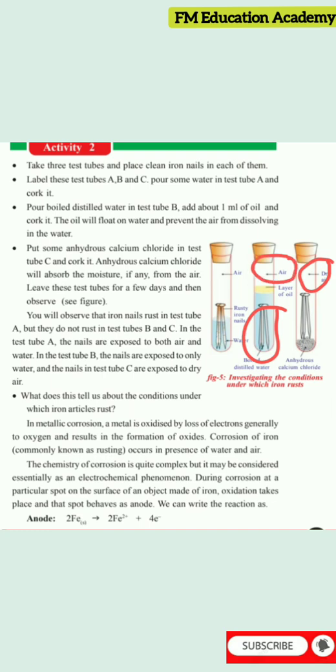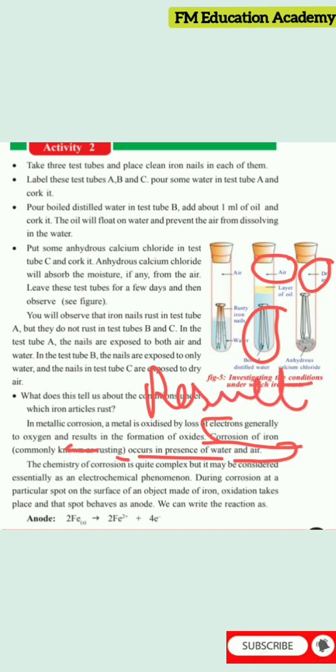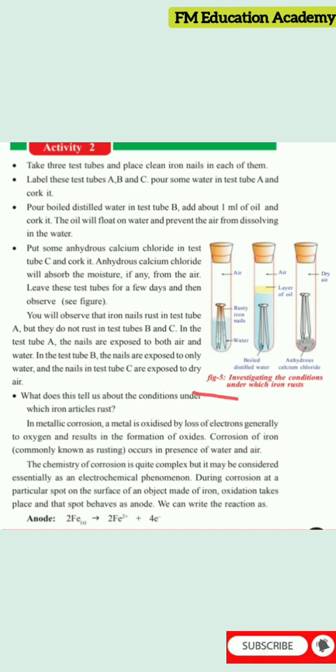So my result will be: corrosion of iron, which is commonly called rusting, occurs in presence of water and air. This is my result. Okay, and for your answer you should also draw this figure and write the figure name as well. And if you want, you can also write this reaction.